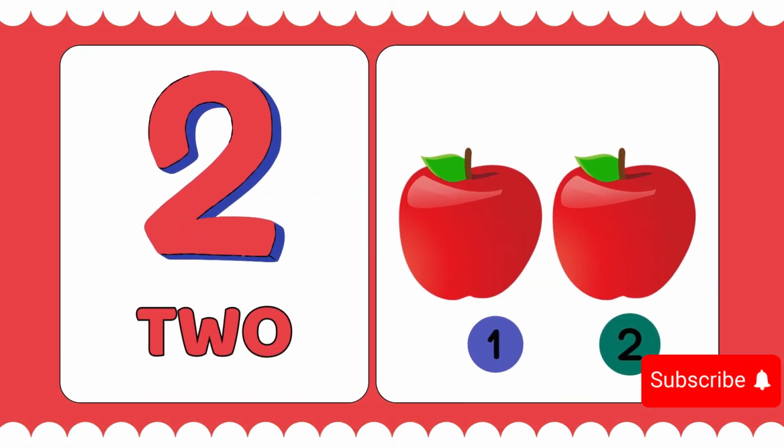2. Can you say it with me? 2. The spelling of 2 is T-W-O. Let's count apples. 1, 2. 2 apples.